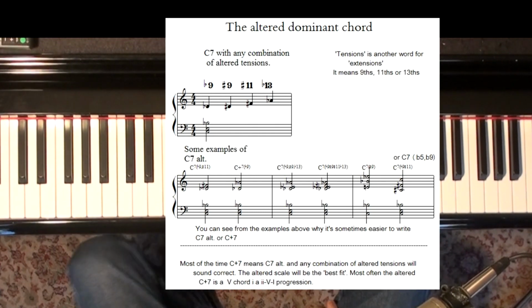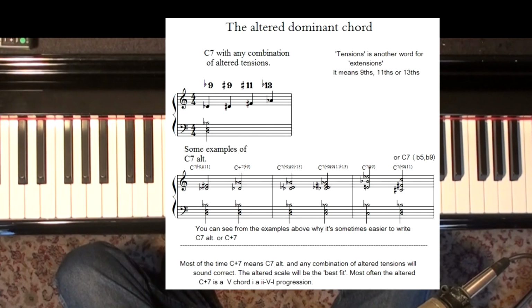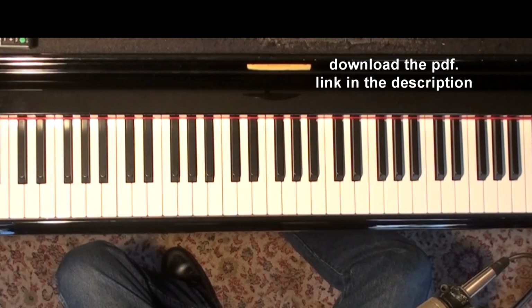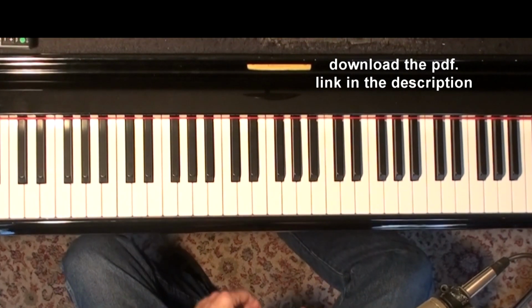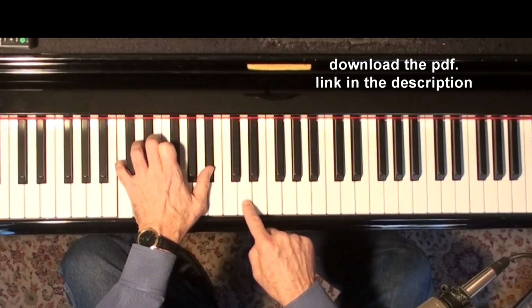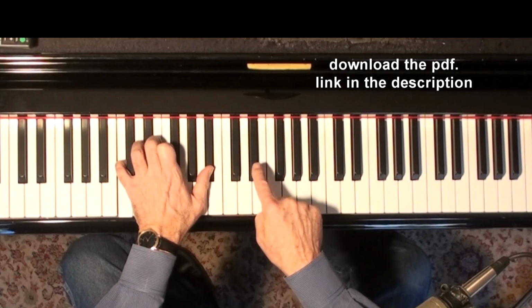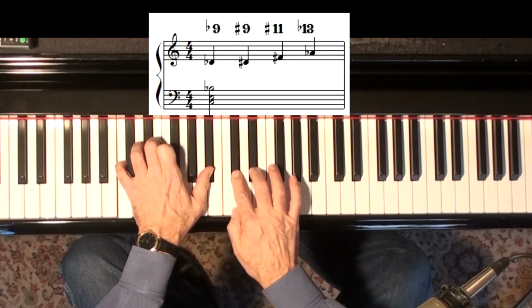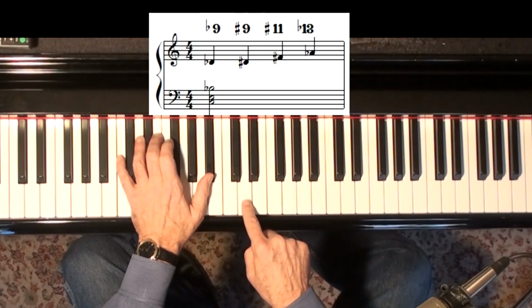All right, so I was asked to make a video about the altered scale, and to do that we need to understand the altered chord. An altered chord is a dominant chord where the ninth has to be either flatted or sharp, or both. You can have a flat 9 and a sharp 9, but you can't have the regular 9.